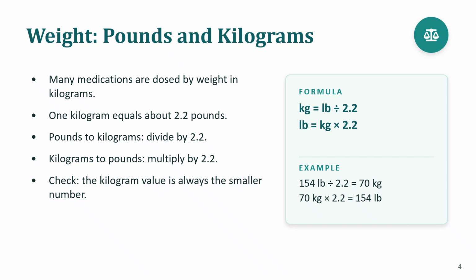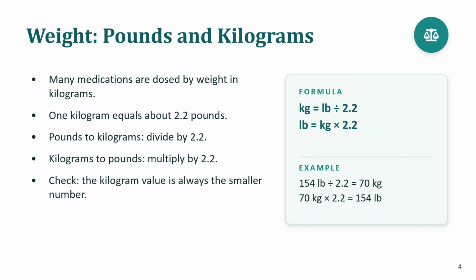Let's try one. A patient weighs 154 pounds. Divide by 2.2 and you get 70 kilograms. Going back, 70 kilograms times 2.2 returns us to 154 pounds.